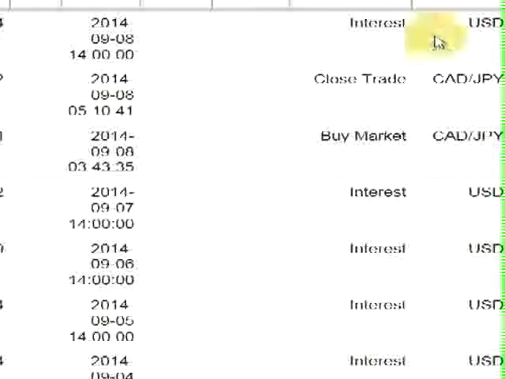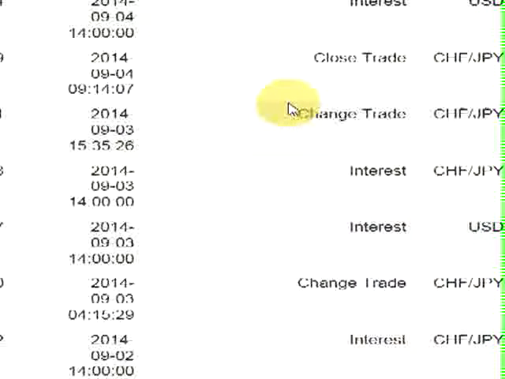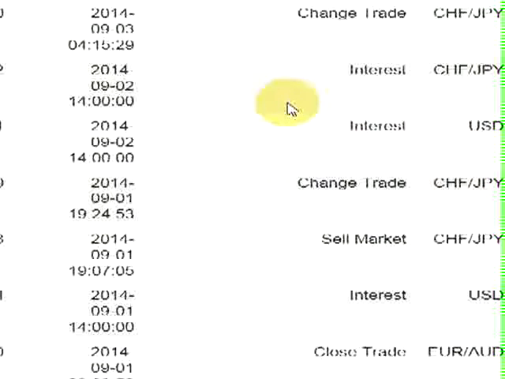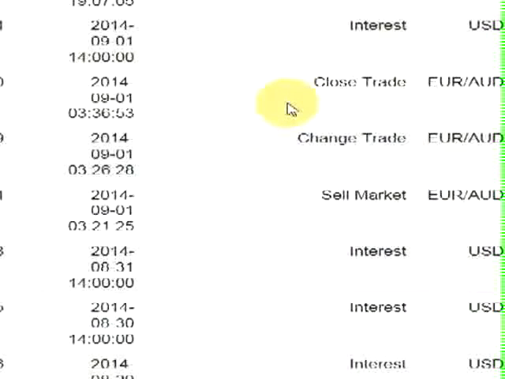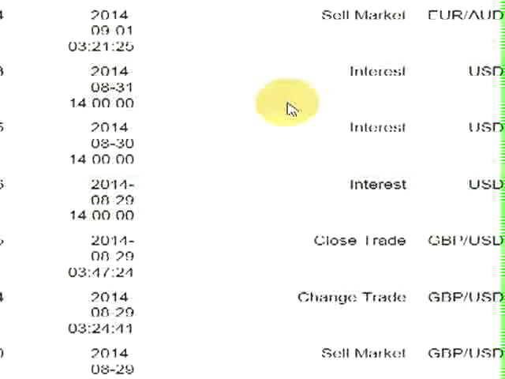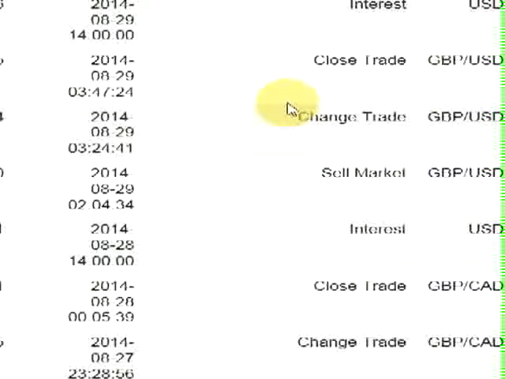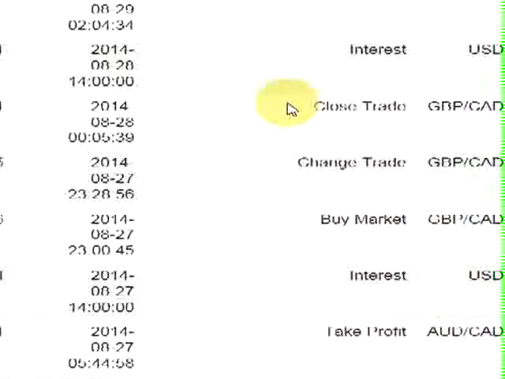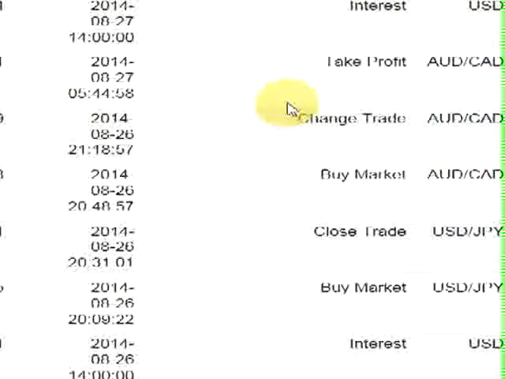Okay, so I'm just going to scan it, and that way you can double check. I'm just going to roll it on down, and remember where it says buy or sell or close trade, that's what happened. Okay, close trade, change trade, and if you've been counting, you should only see 9 closed trades. Okay, and you can back the video up to see for yourself.